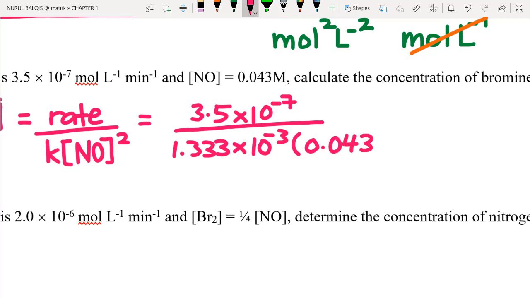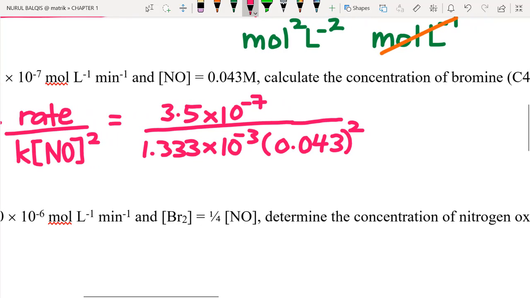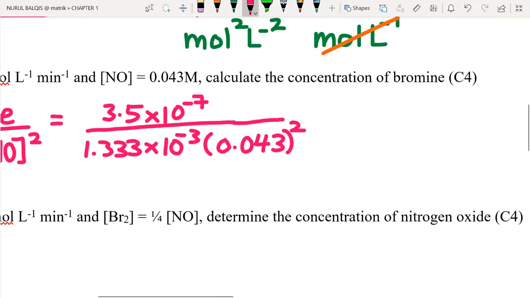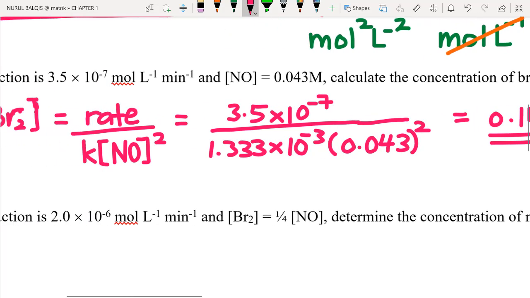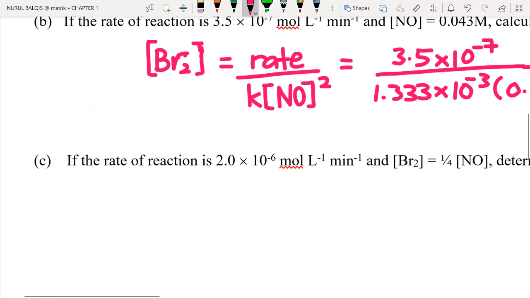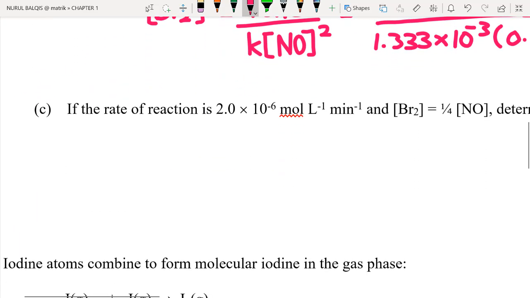0.043 molar, and then we have squared, don't forget your square. Lastly, we're going to get concentrations of Br2, which is 0.142 molar. Okay, right. So finish with the question B and then proceed with question C.